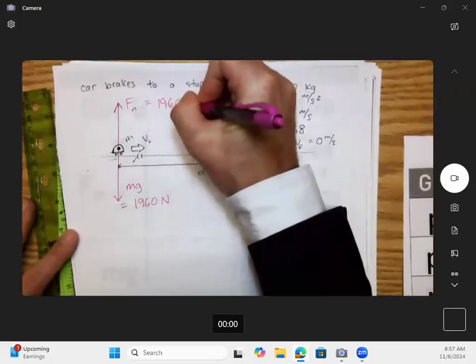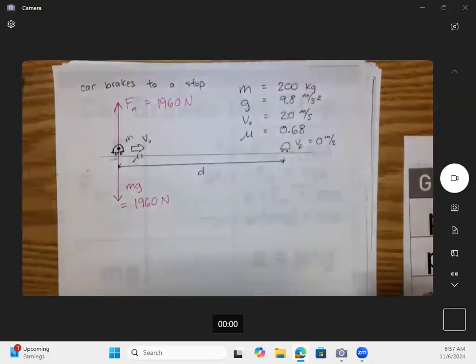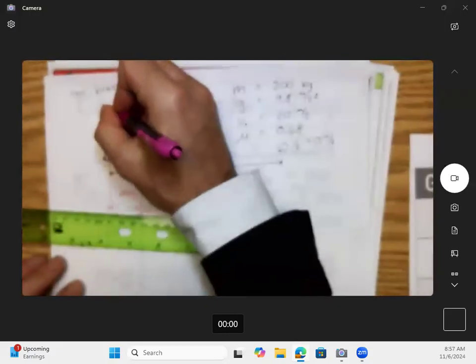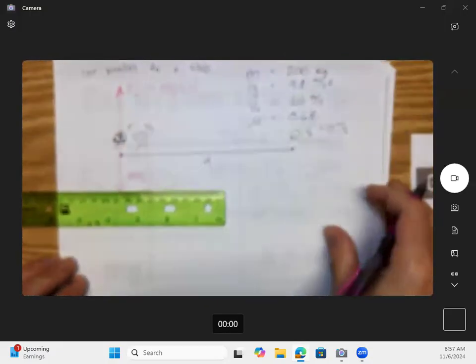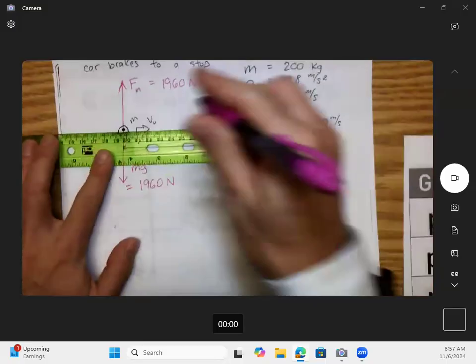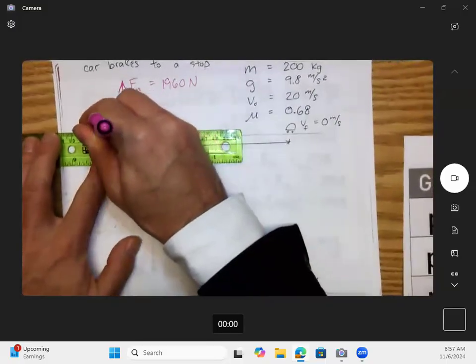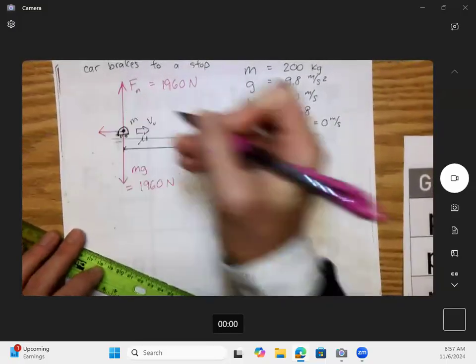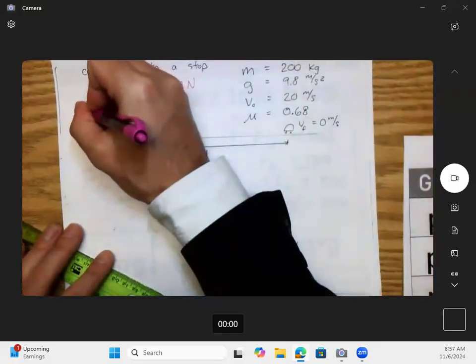1960 newtons. That's right. Now if the car's braking to a stop, what are the forces acting on the car? Yeah, friction between the road and the tires. Right. And of course you drew that opposite of the motion. I'll call it F sub FR.